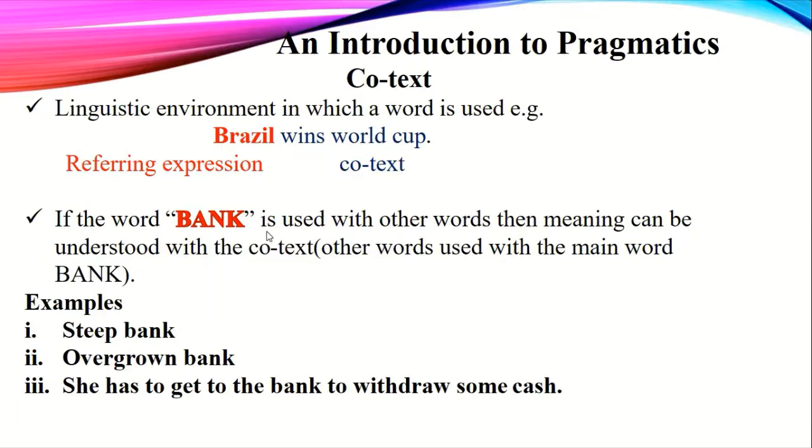If the word bank is used with other words, then the meaning can be understood from the co-text. For example, steep bank, overgrown bank, she has to get to the bank to withdraw some cash. The first two examples are not the bank used for financial institution, and the third one is the example of the bank that is used for financial institution.